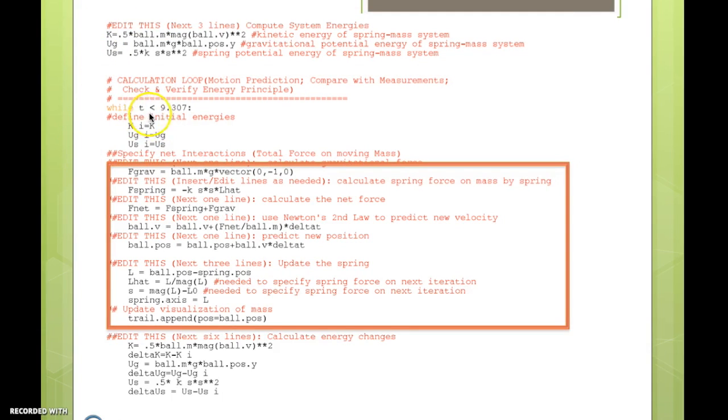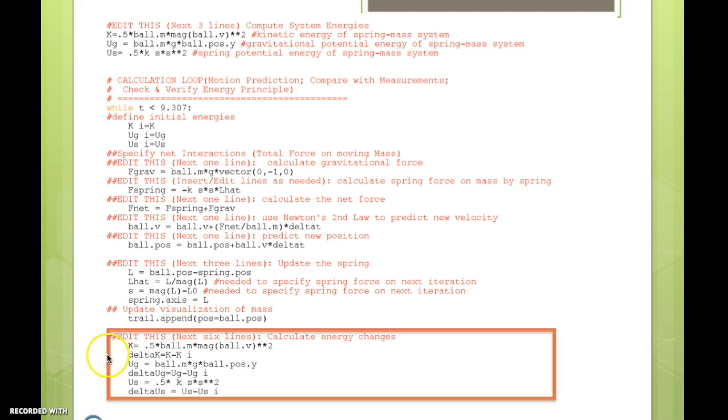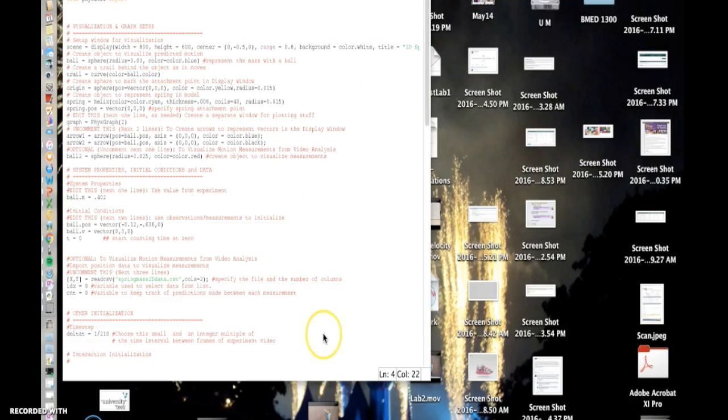I set my while loop equal to 9.307 seconds, which is how long my tracker data was recorded. I then wrote code for Newton's second law here to update both the position and the velocity of the ball within my loop, as well as the change in length of the spring. Then I set up equations to compute the change in energies in my system. Now I will run the code.